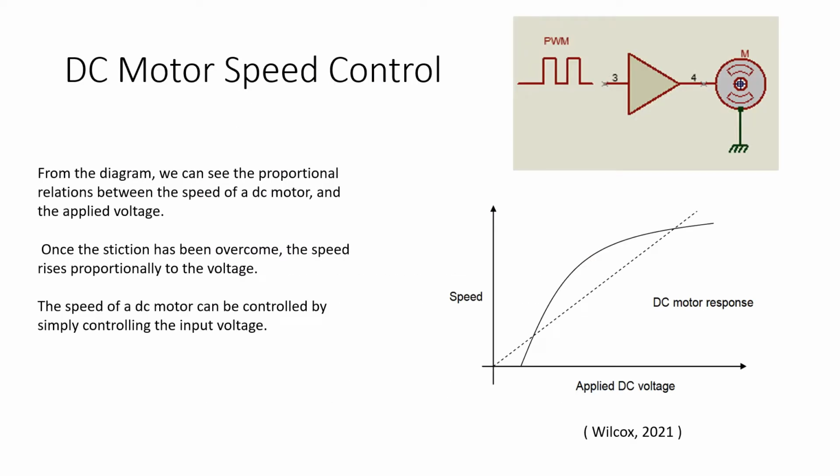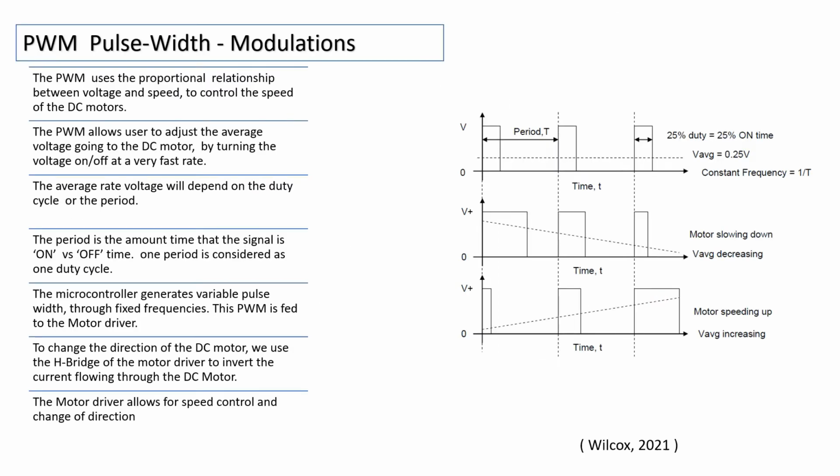DC motor speed control. From the diagram, we can see the proportional relationship between the speed of the DC motor and the applied voltage. Once the stiction has been overcome, the speed rises proportionally to the voltage. The speed of the DC motor can be controlled by simply controlling the input voltage. And this is the principle that has been exploited by the PWM. The PWM uses the proportional relationship between the voltage and speed to control the speed of the DC motor.